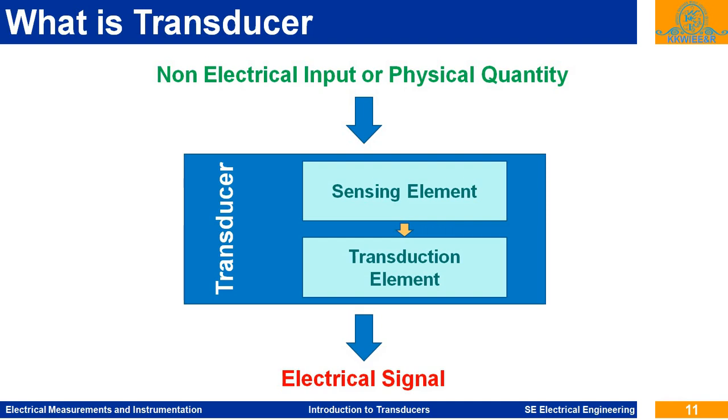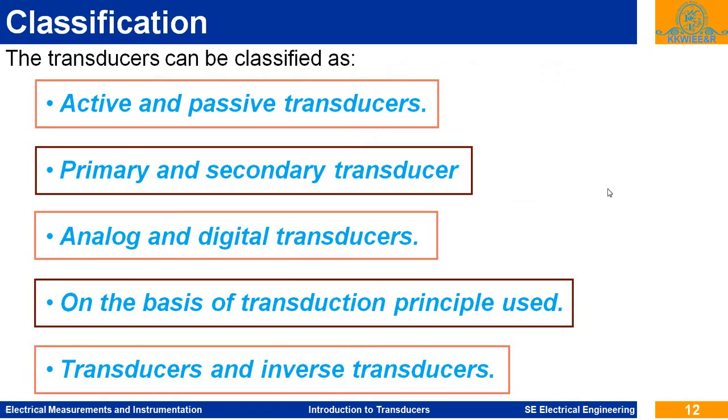For PLC, it is converted into 0 to 10 volt, or plus minus 10 volt, or plus minus 20 milliampere or 4 to 20 milliampere. So in this way, these transducers work. They convert non-electrical signal or physical quantity into the electrical signal.